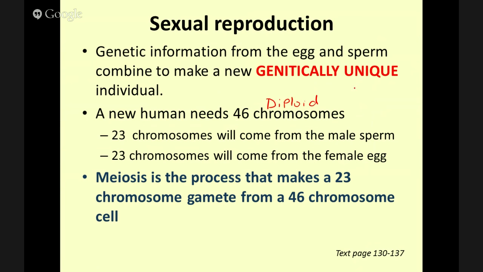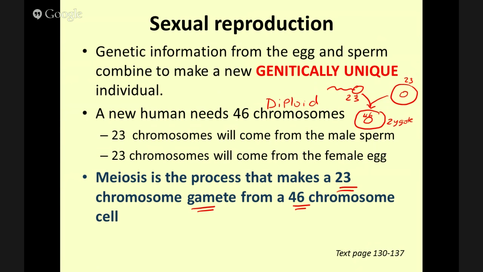So remember, how do you make a new human? You've got the sperm from the male, that has 23 chromosomes. You've got the egg from the female, that has 23 chromosomes. The sperm and the egg get together at fertilization, and that produces the first cell of the new organism, which is called the zygote. The zygote is formed by fertilization, and this cell is going to have 46 chromosomes. The process of meiosis is the process that makes this 23 chromosome gamete from your 46 chromosome cells.